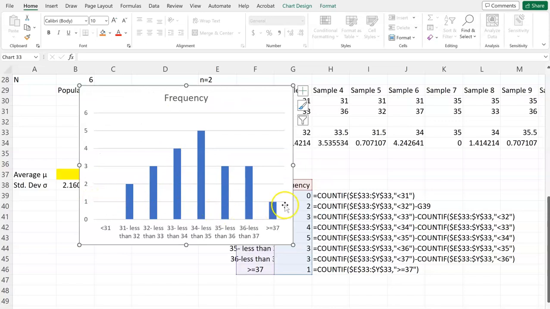Now some numbers are way off, but most of the numbers are closer to the population average. If I added more sample size, if I increased it from 2 to 3, I would get something even closer.